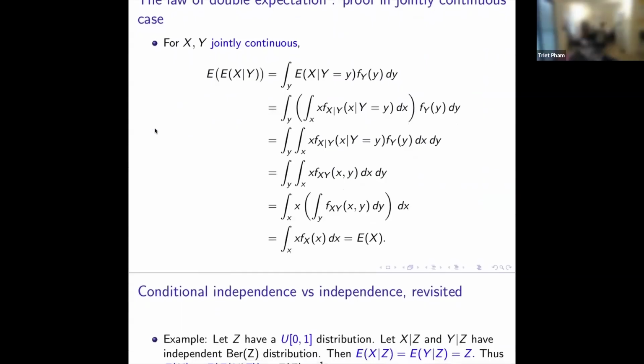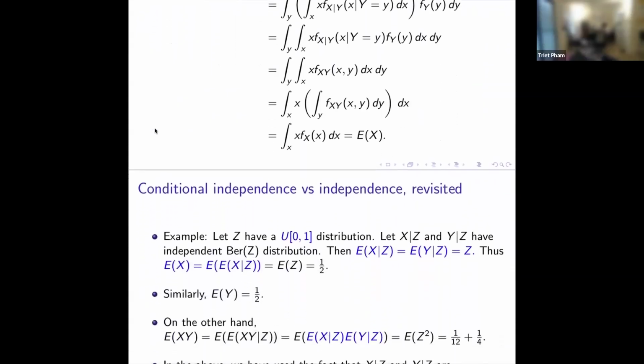All right. You know, the jointly continuous case is the same, right? Notice that instead of a sum, you have an integral. You switch the order of integration, etc., etc.